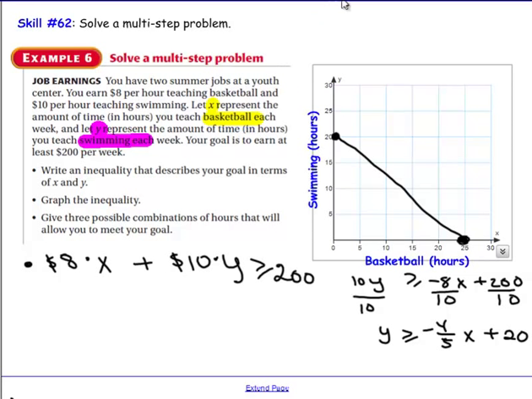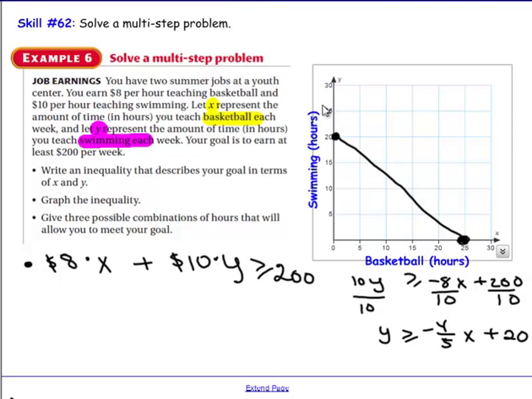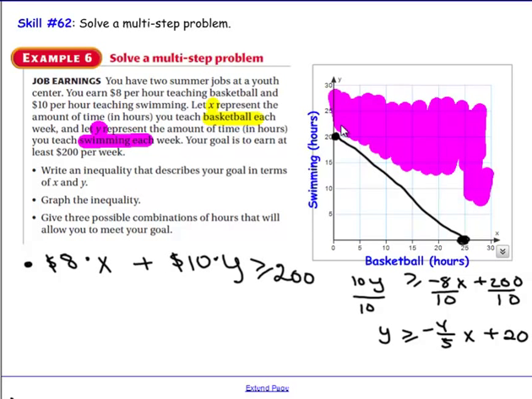Now I want to make at least $200, so I can work more. So I want to make more than that. So I'm going to shade in everything above the line. So remember that since I'm okay making $200, a solution could be on the line, but I can also pick anything above the line. So this is our answer to the second bullet point. So we graph the inequality.